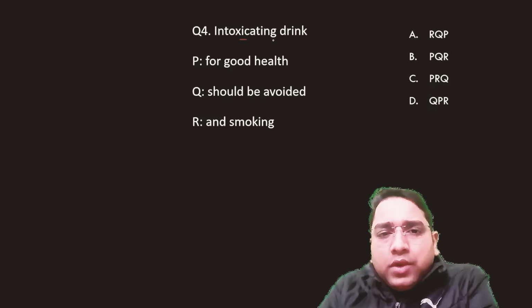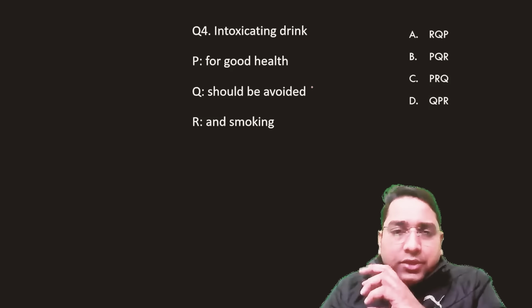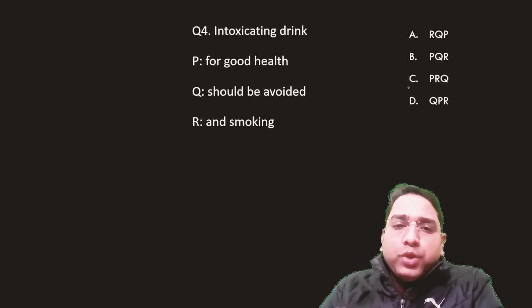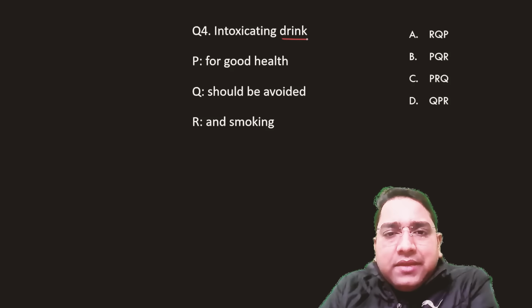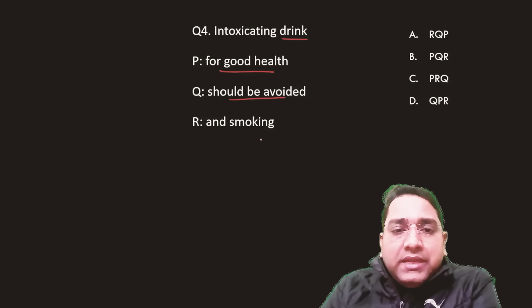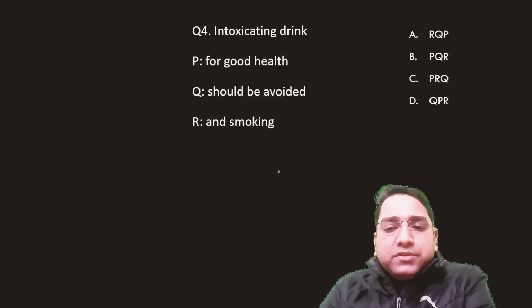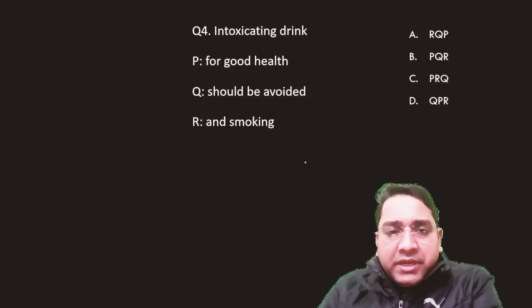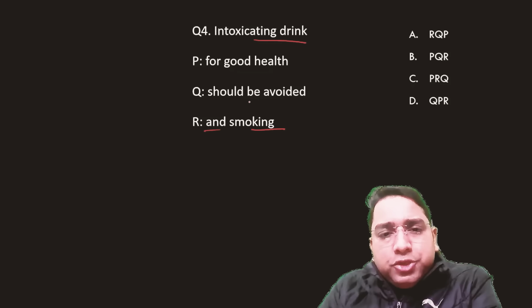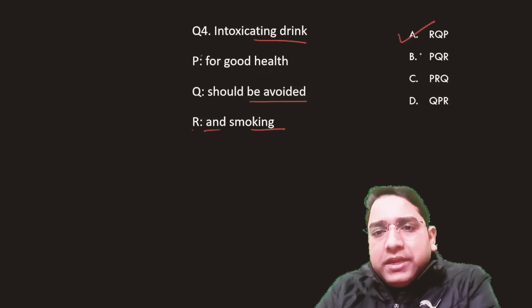See this. Intoxicating drink, because one line was left here. That is what I'm saying. You don't have to opt for any option bluntly. You have to go through it. You have to explore all the options. So intoxicating drink should be avoided for good health. This was making a pair, but then this line was left. And that is why I say the POE, that means process of elimination, has to be implemented. So what are we talking about? This one thing and the other thing, both should be avoided for good health. That means RQP. And RQP is given here. That's it.